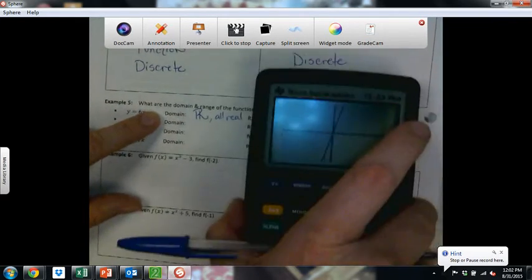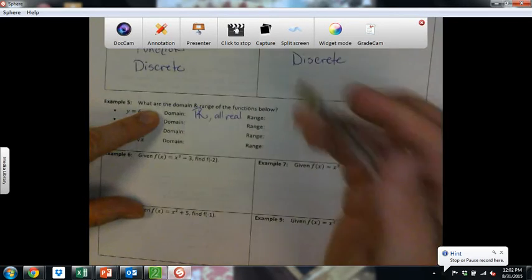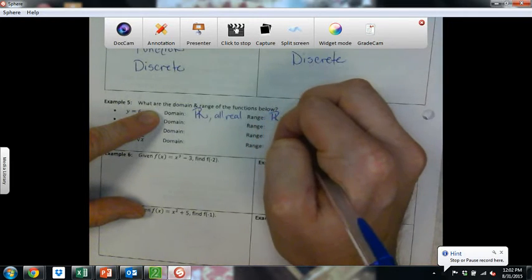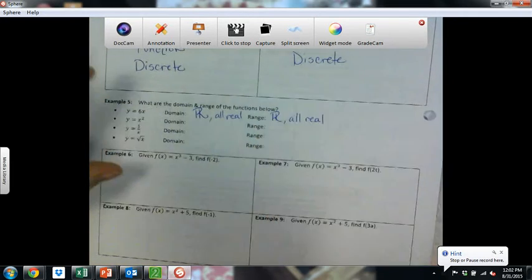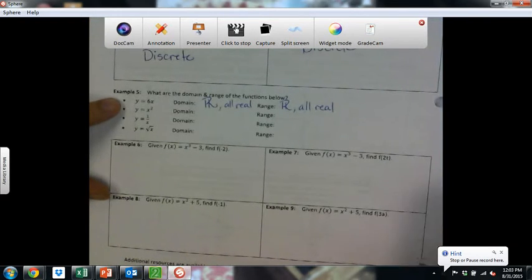The range is the y value. So as I look up and down, again, I know it keeps going up, I know it keeps going down. So my range is also all real numbers, or you could write it as all real. Right? Well, that seems pretty straightforward, but let's take a look at the next one.